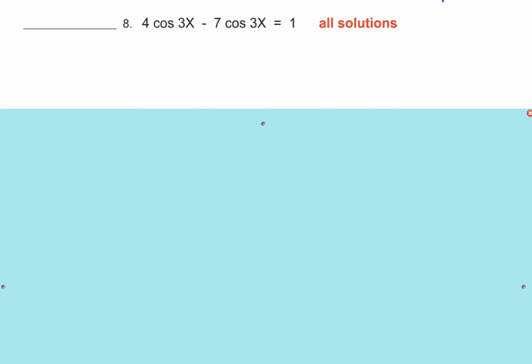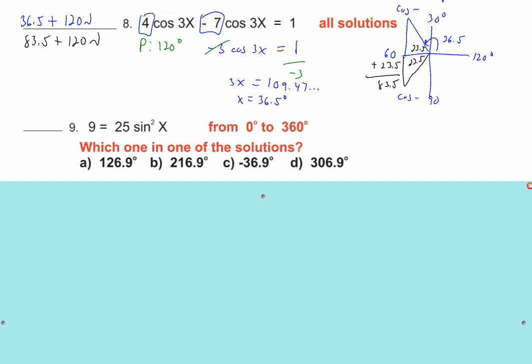All solutions. Okay, I'm going to pause you so I can get to the last couple things here. So hopefully you decided that the period's 120. You add the like terms: 4 of them and a -7 of them is a -3 of them. Move the -3 to the other side. Cosine inverse of -1/3 is 109.47, etc. Divide that by 3, you get 36.5 on the round off. So 36.5 plus 120n are all the values of that one.